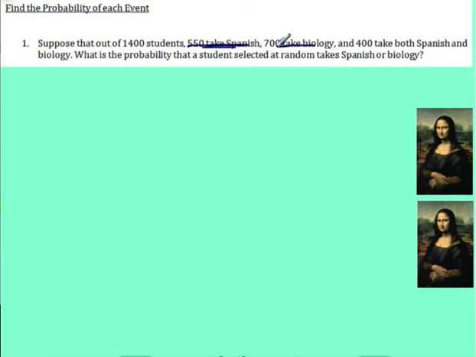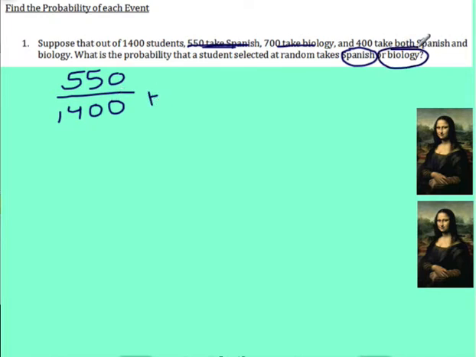So what I'm going to do is first calculate the probability of just Spanish. I have 550 out of 1,400 students taking Spanish. Then I'm going to take the probability that they're doing biology, and I'm just going to focus on the biology number they gave me.